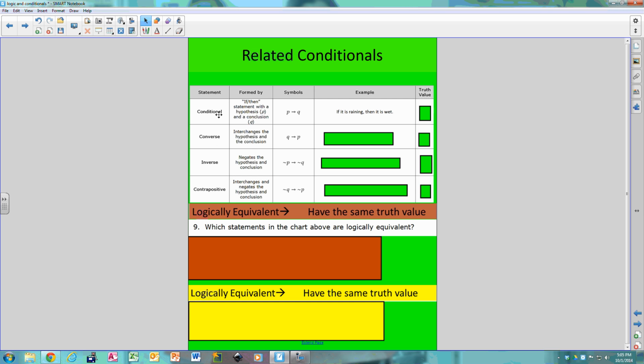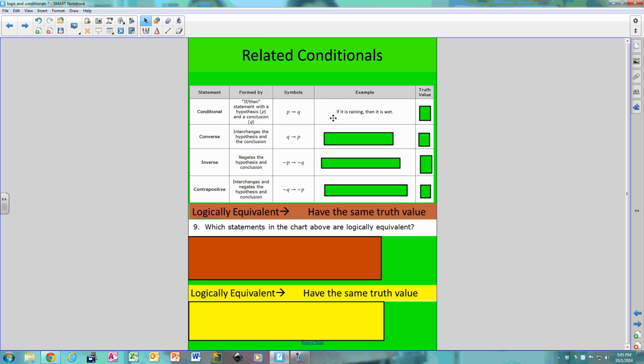So your conditional is where you start. That's your P, then Q. The converse is like we've talked about in the past already. I just didn't call it that. It's the reverse. You say it backwards. If Q, then P. The inverse is saying your first statement by negating both sides. If not P, then not Q. And the contrapositive negates your converse. If not Q, then not P.